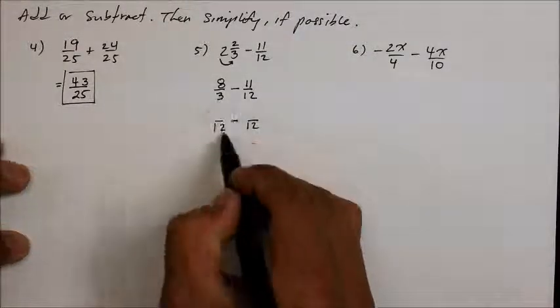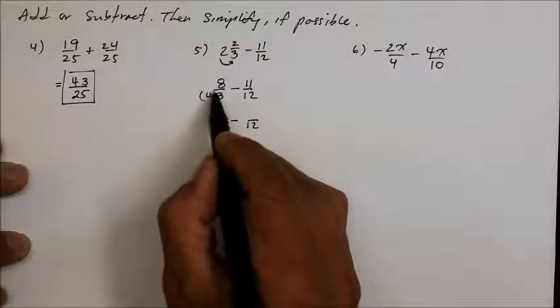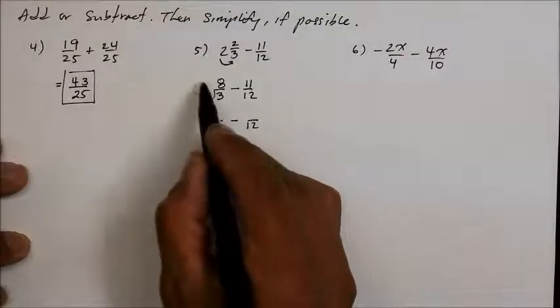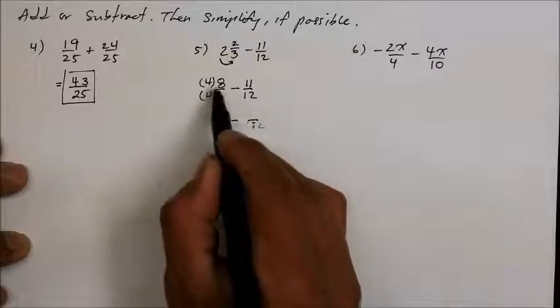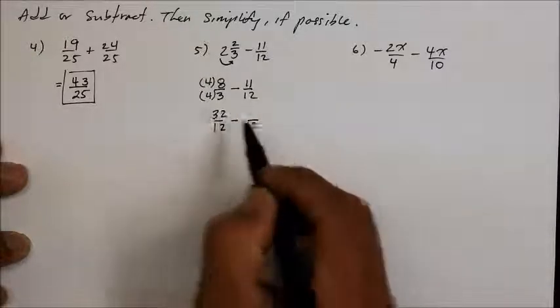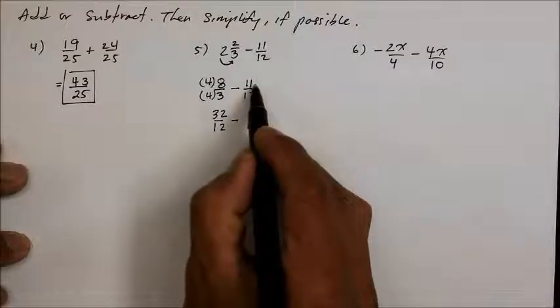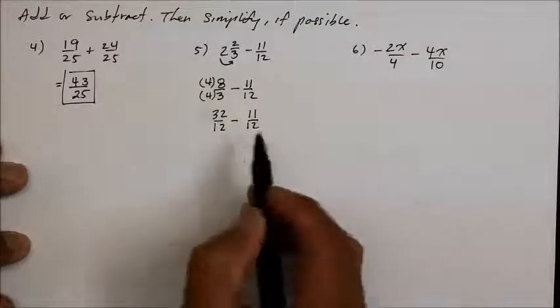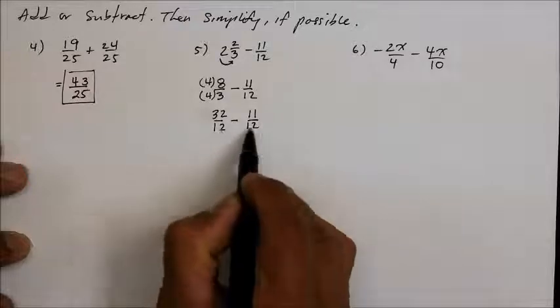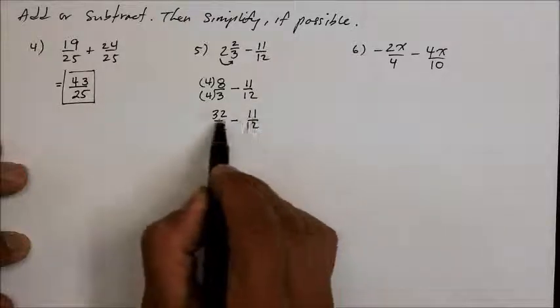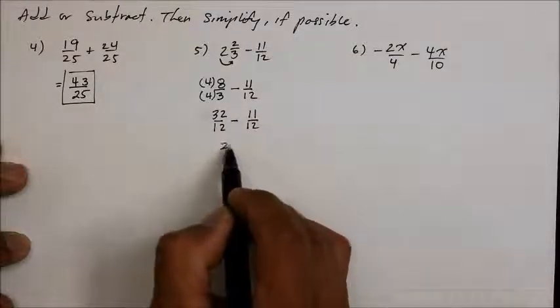How does 3 become a 12? You have to multiply by 4. And whatever you multiply downstairs, you do upstairs. So 4 times 8 is 32. Since this 12 is already 12 down here, we don't have to do anything. So it's just 11. And now that they have the same denominator, we could take the difference of the numerators. 32 minus 11 is 21.